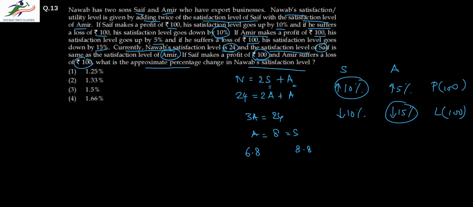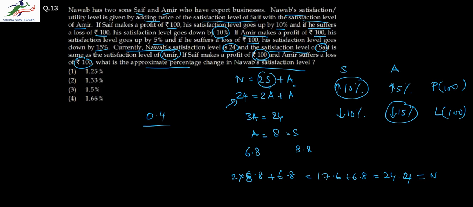So Nawab's satisfaction level will be twice S plus A, 2 into 8.8 plus 6.8, which is equal to 17.6 plus 6.8, which is equal to 24.4. So this will be the satisfaction level of Nawab. And the percentage change would be 24.4 minus 24, which was his earlier satisfaction level, which is 0.4, divided by 24, his earlier satisfaction level, into 100.